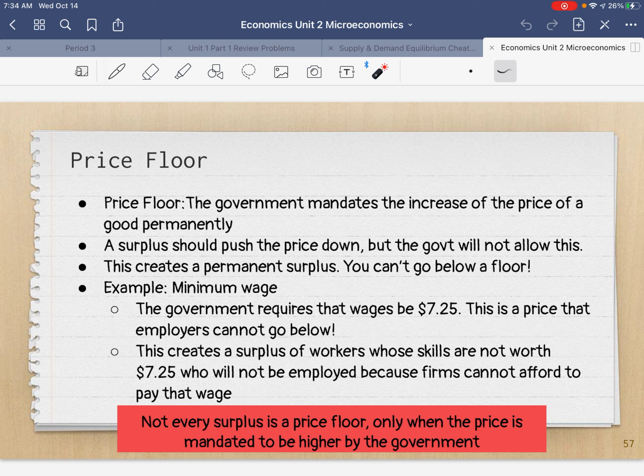Thank you. So there's going to be a surplus of workers because companies are just going to be like, $7.25? I can't afford that. And lots of people won't have jobs.